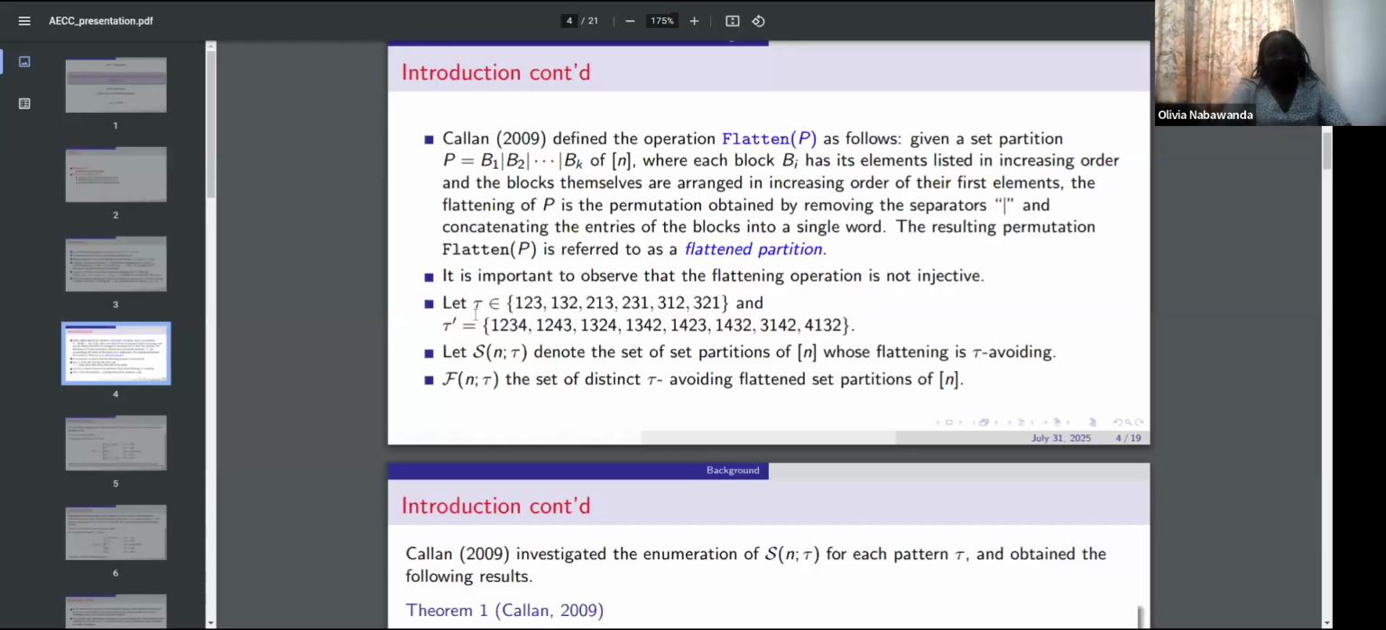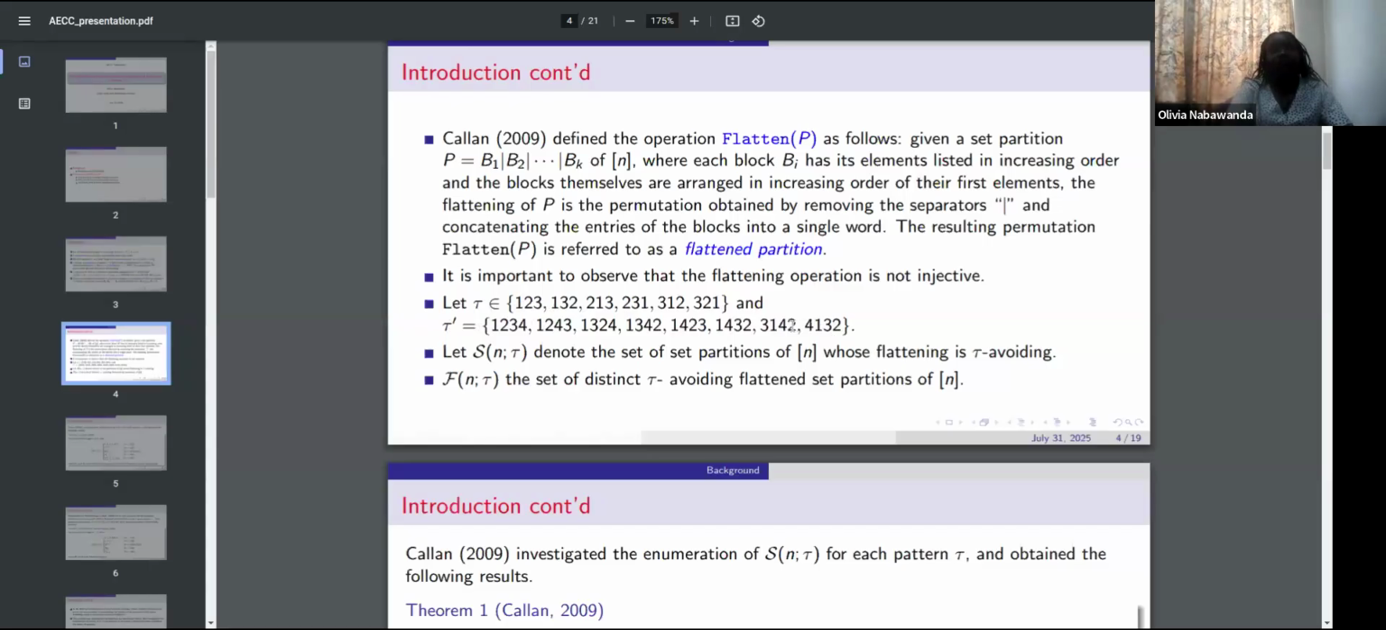And I'm going to let tau be my pattern of length 3. So there are patterns from this set, 1, 2, 3. So we have 6 elements. And I'll let tau prime be my patterns of length 4. And I'm looking at this set here. There are 8 of them.